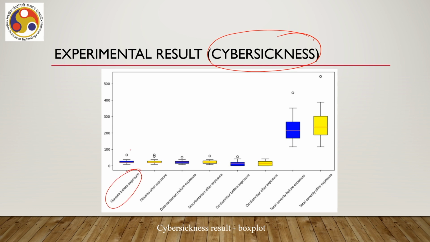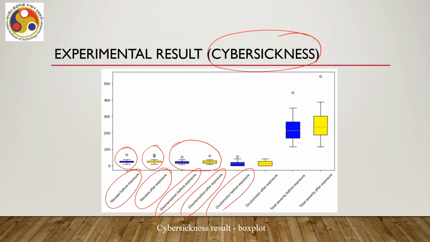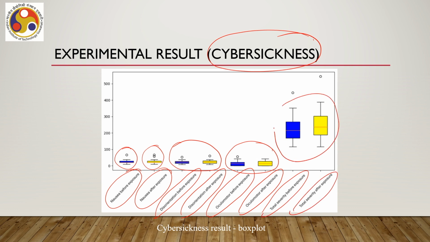Nausea before exposure is shown in this box plot, nausea after exposure is shown in this box plot. Similarly, disorientation before exposure and disorientation after exposure are shown in these two box plots. Oculomotor before exposure and oculomotor effects after exposure are shown in these two, whereas total severity before exposure and total severity after exposure are shown in these two box plots.